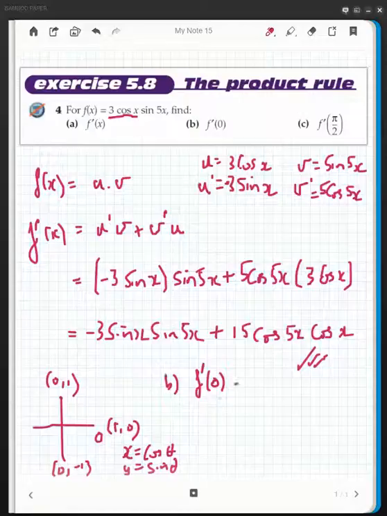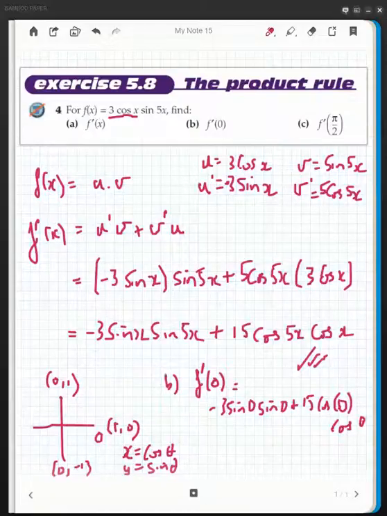Okay, in part B it says f dash of 0, and that's going to equal -3 sine 0 times sine 0 plus 15 cos of 5 times 0, which is 0, times cos of 0. Sine of 0 is 0, cos of 0 is 1, and cos of 0 is 1. So that's going to equal 15.